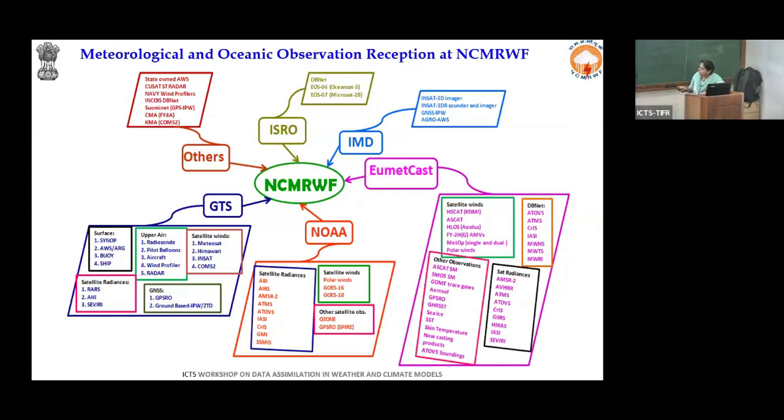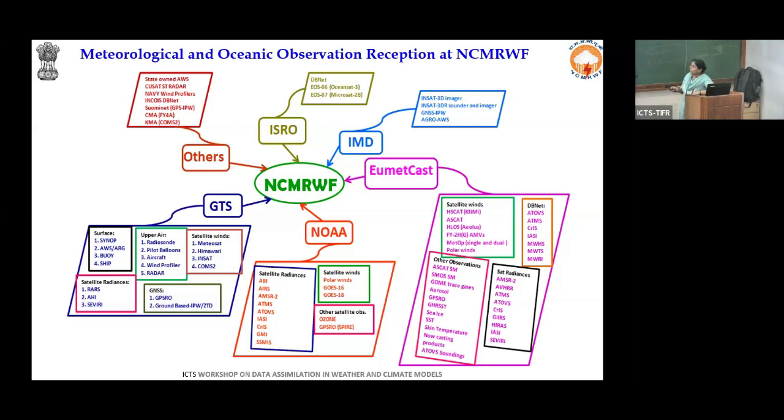And if you see the GTS data, it is mainly the conventional data: surface, upper air, satellite winds. Satellite winds are not conventional, but some of the satellite data also we get through GTS, and some of the radiances, and the GNSS RO, the radio occultation data.